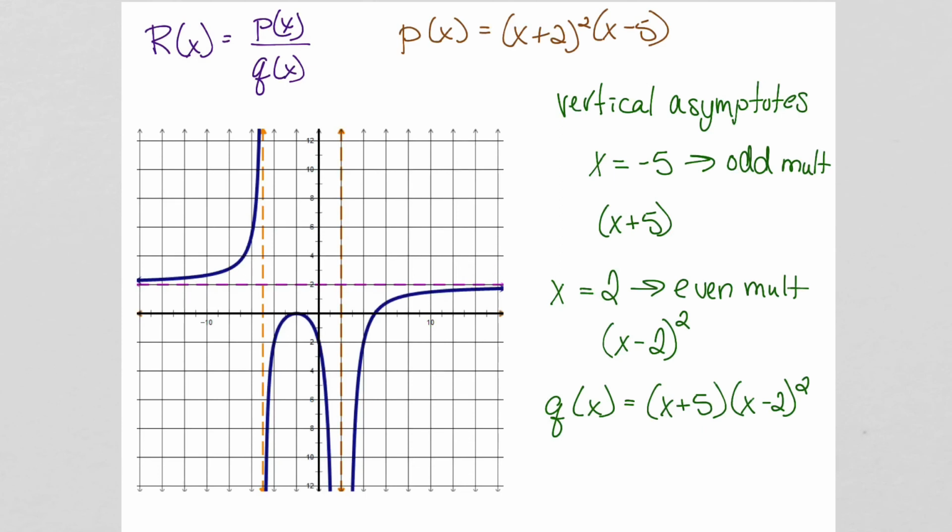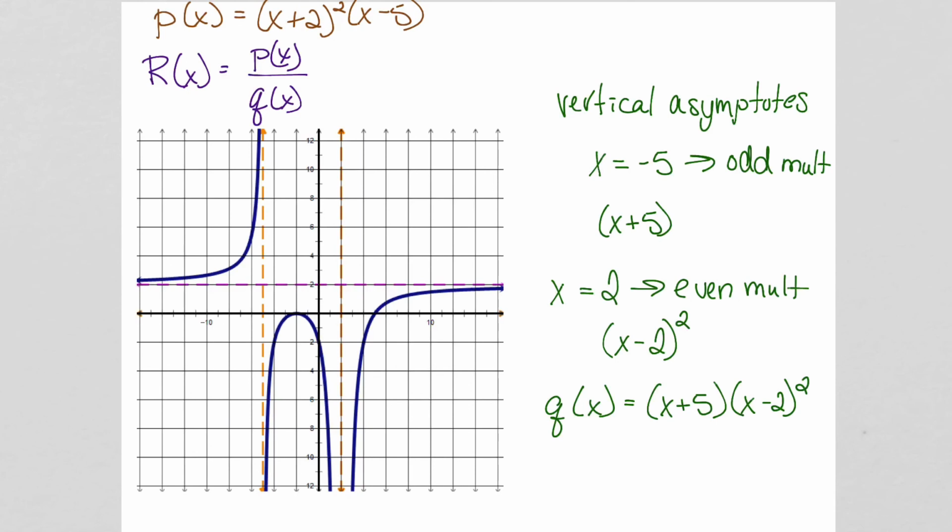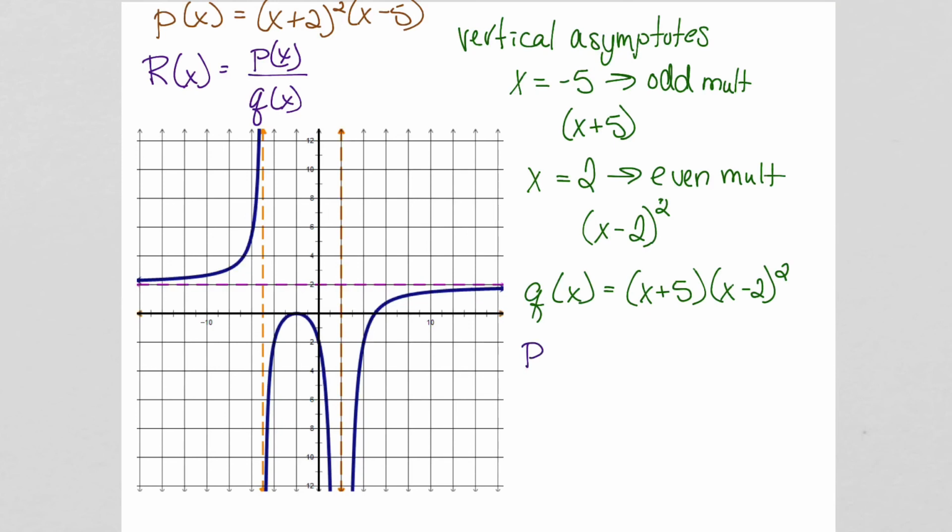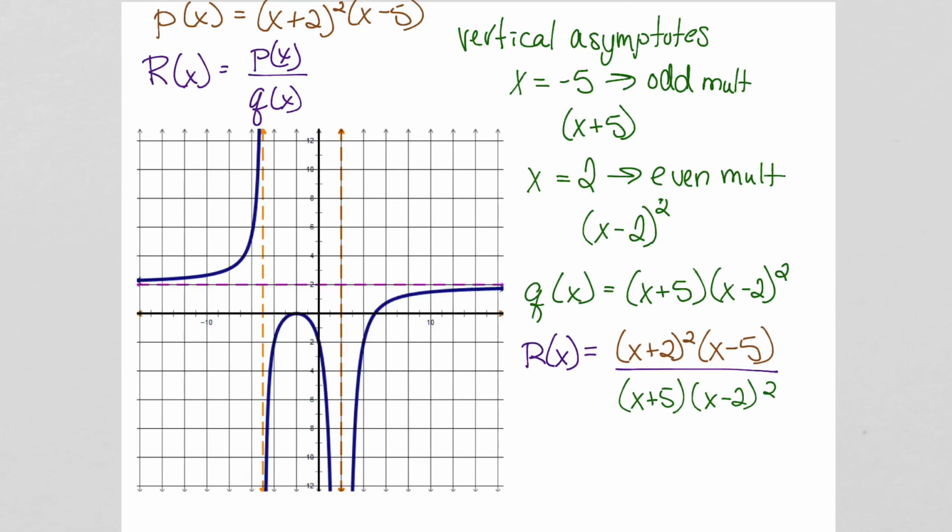I'm running out of space. So far we have the function r of x equals, on the top, x plus 2 squared times x minus 5, and on the bottom, x plus 5 times x minus 2 squared. Now there's one more thing that we have to take into account, and that is the horizontal asymptote. So the degree on the top has to be equal to the degree on the bottom to get a horizontal asymptote of y equals 2. So in this case, we've got 3 and 3, so we're good.